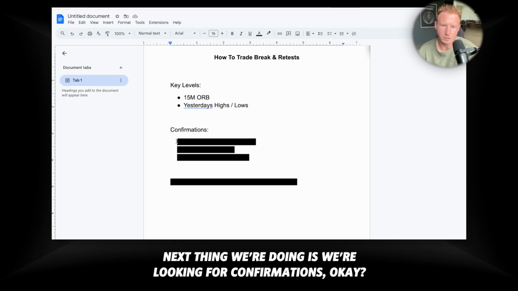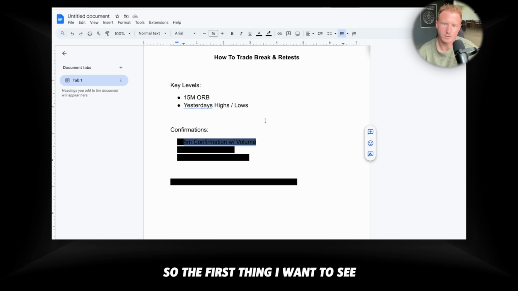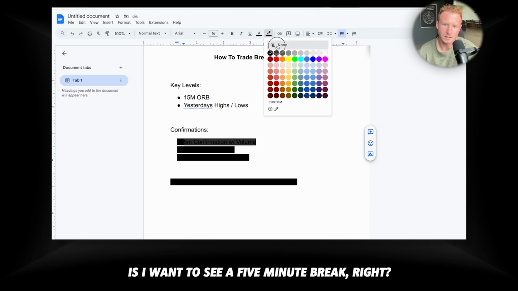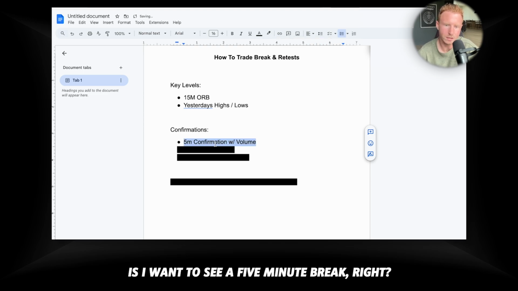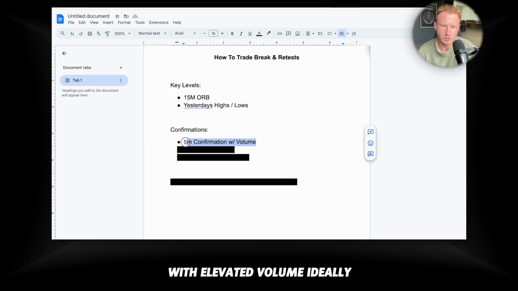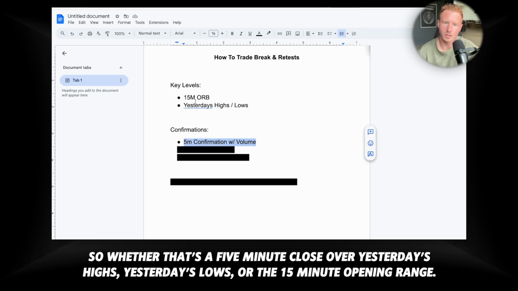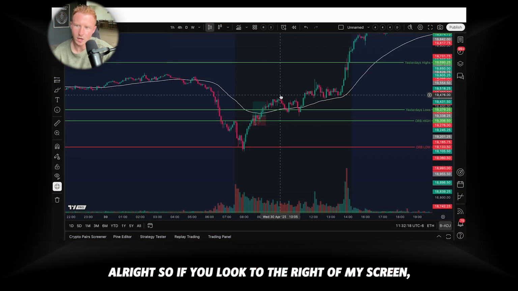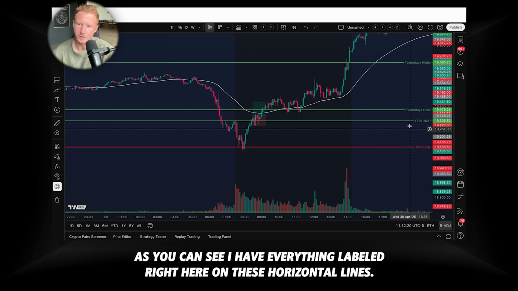Next thing we're doing is we're looking for confirmations. Okay, so the first thing I want to see is I want to see a 5-minute break, right? I want to see a 5-minute close with elevated volume, ideally over one of these key levels. Okay, so whether that's a 5-minute close over yesterday's highs, yesterday's lows, or the 15-minute opening range. All right, so if you look to the right of my screen, as you can see, I have everything labeled right here on these horizontal lines.